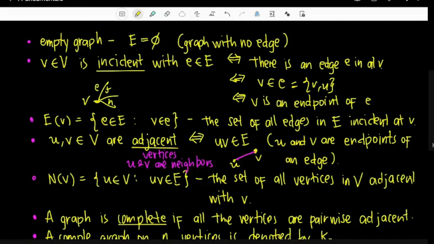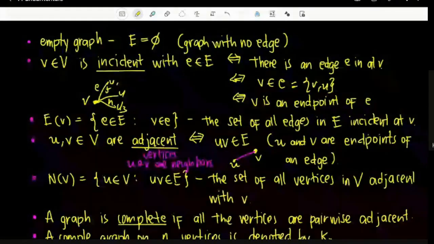Isang edge lang, yung nakakonect sa kanila. Alright. Now, if we get all those endpoints other than V, yung mga nasa kabila. So, for example, this is your V, tapos meron yung mga points dito na U1, U2, U3. So, lahat yon yung mga nasa kabilang endpoint ng mga incident at V, ang tawag naman doon ay neighbors ni V. So, the set of all vertices that are adjacent with the vertex V.